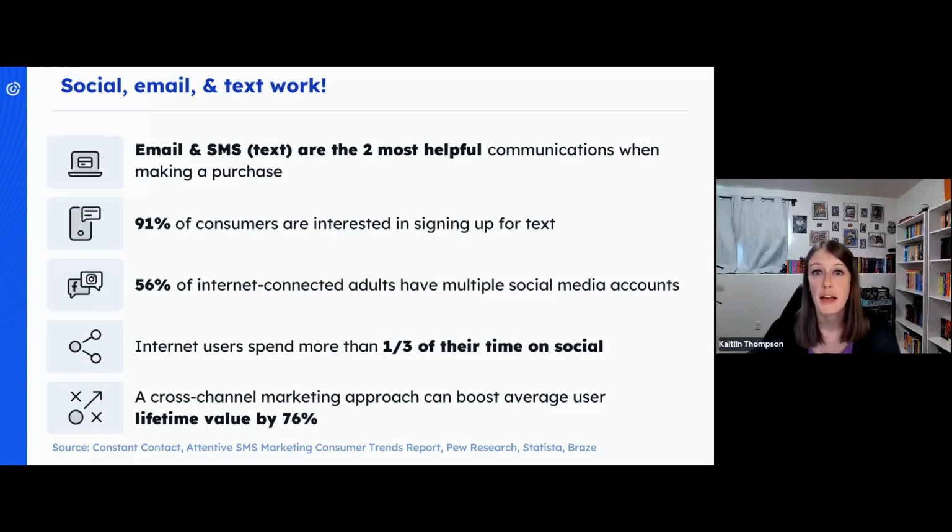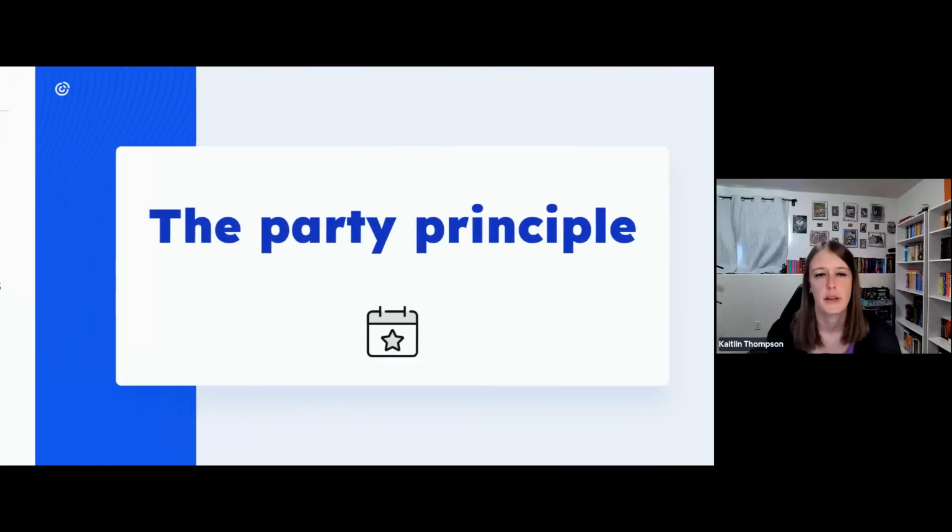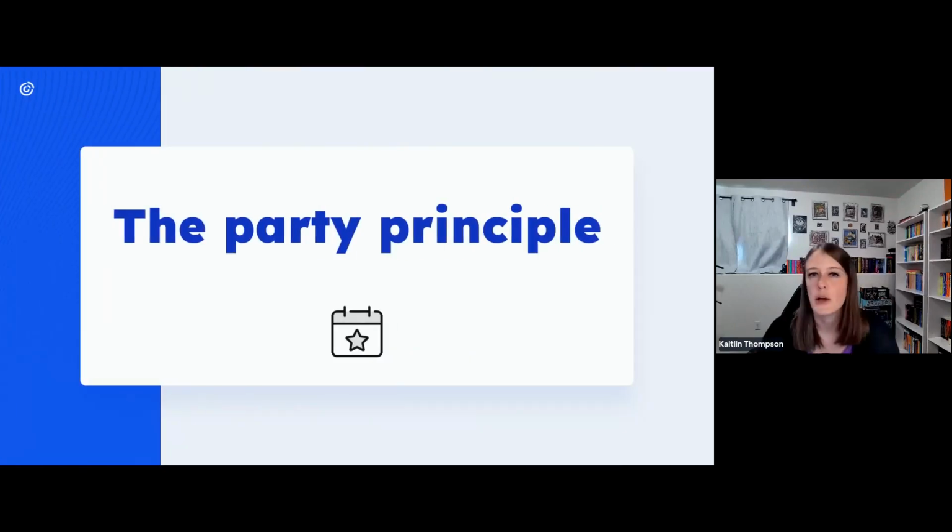So as you can see, people are online, they're on social media, they're in multiple places, they're looking to get communications from email and text. So that's why multi-channel marketing is so important, because you're reaching people where they are and where they're spending their time. So you may be wondering, well, how do I use all of these things together?